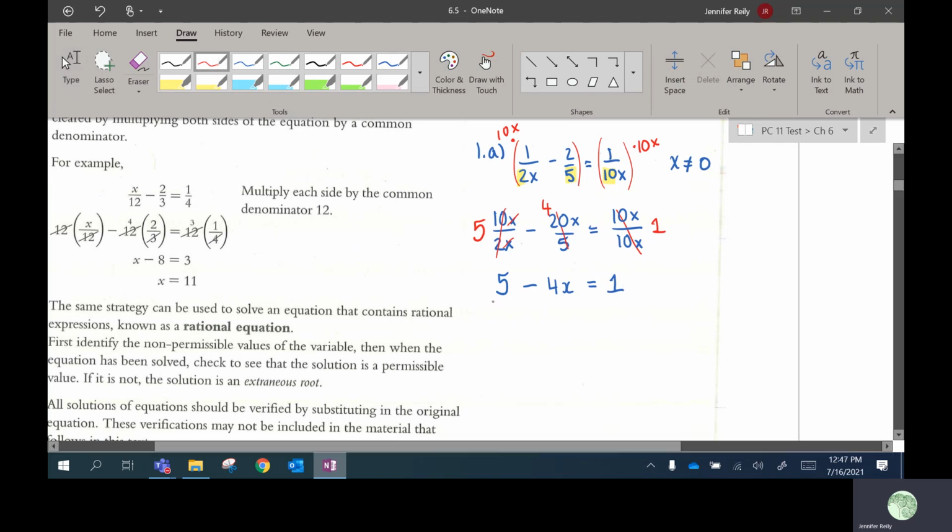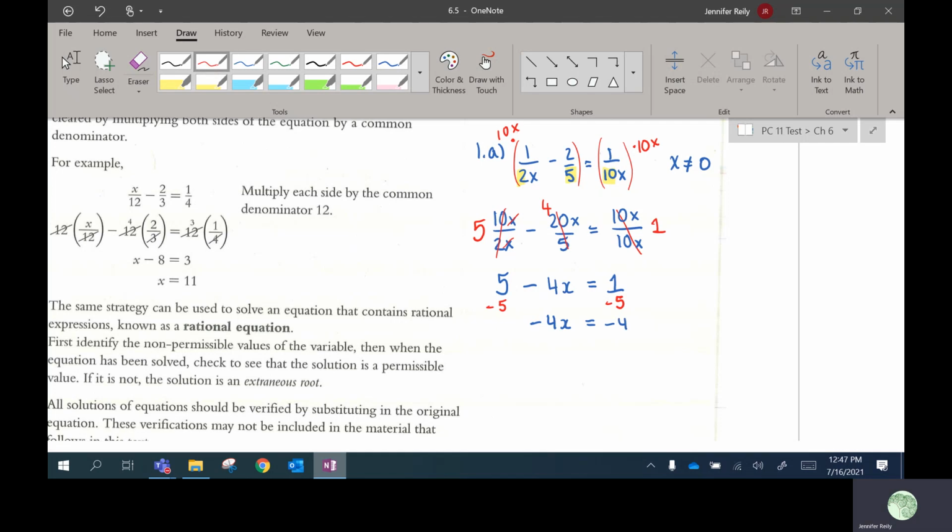Okay, so let's go ahead and solve this. This would be like a grade 8 level question now. I'm going to subtract 5 from both sides, so you're just isolating the variable to solve. And then we're dividing by 4.